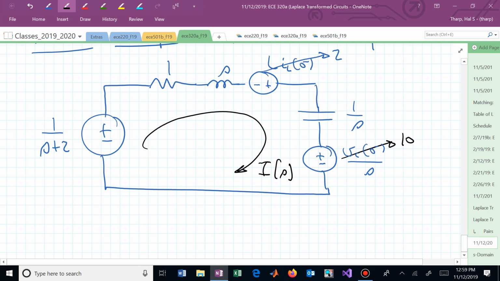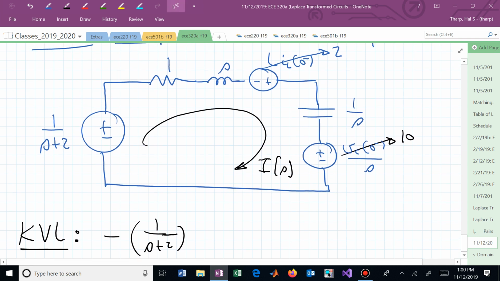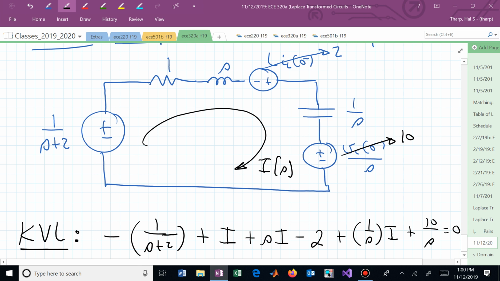Now let's write a KVL equation. We said we wanted to do mesh analysis. We now have minus 1 over s plus 2, or the voltage drop. It's actually a voltage rise, so it's minus 1 over s plus 2, plus 1 times I, and I'm going to drop the argument s, plus s times I, minus 2, plus 1 over s times I, plus 10 over s is equal to 0.